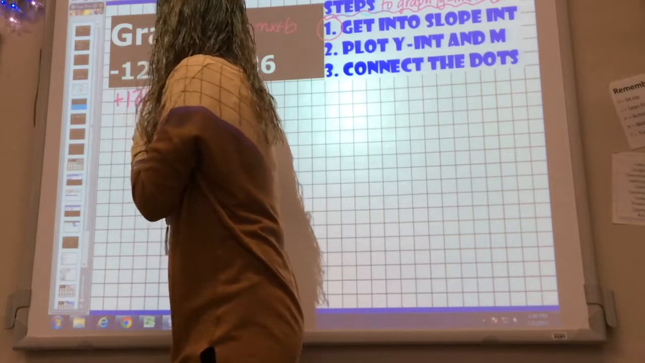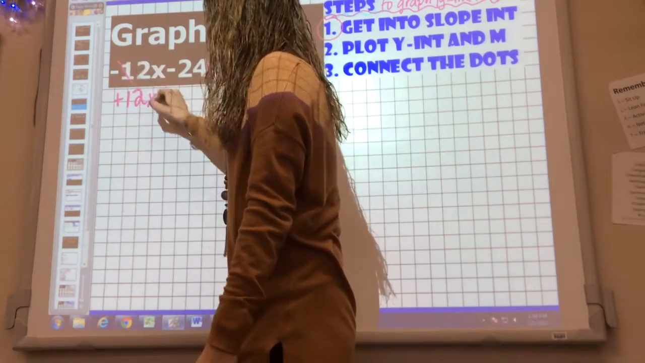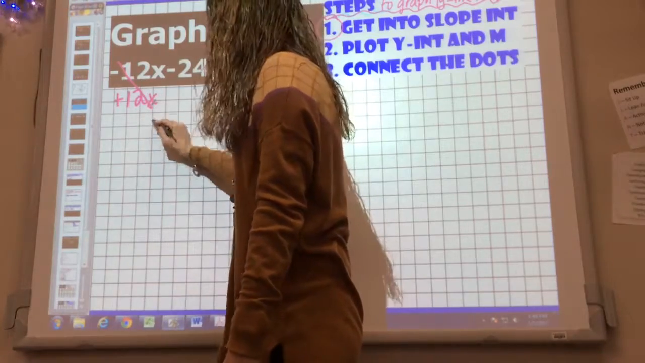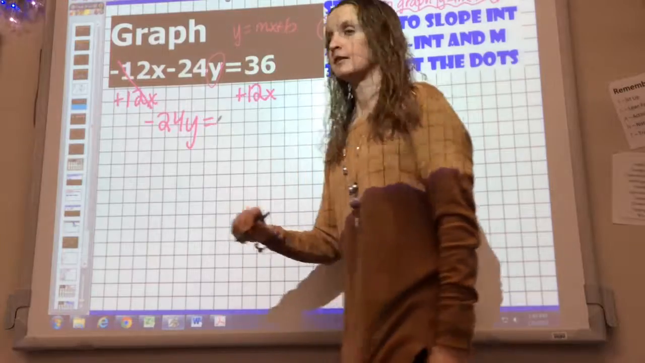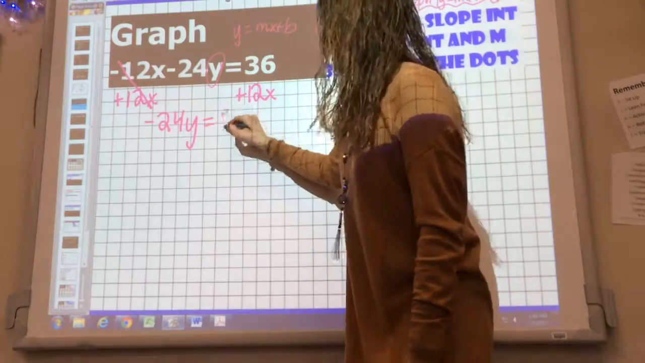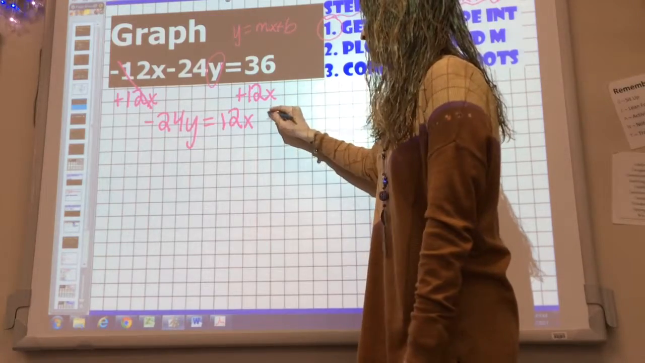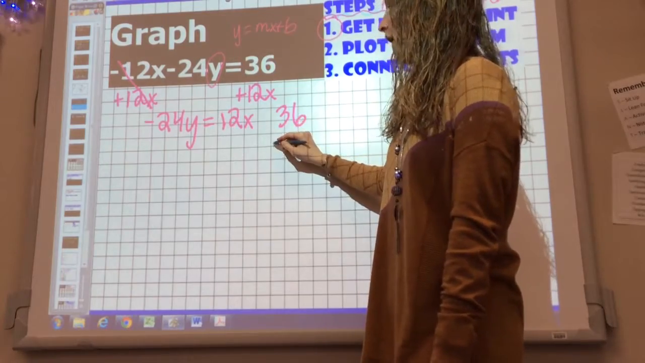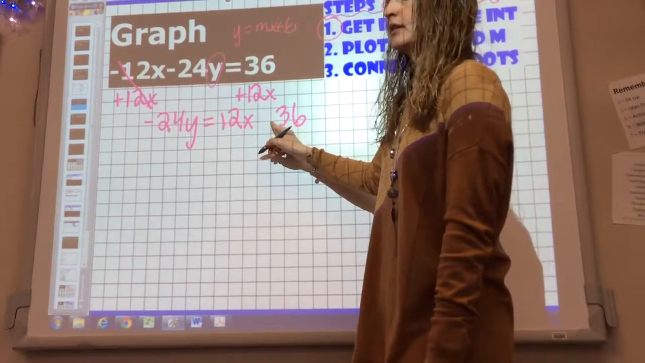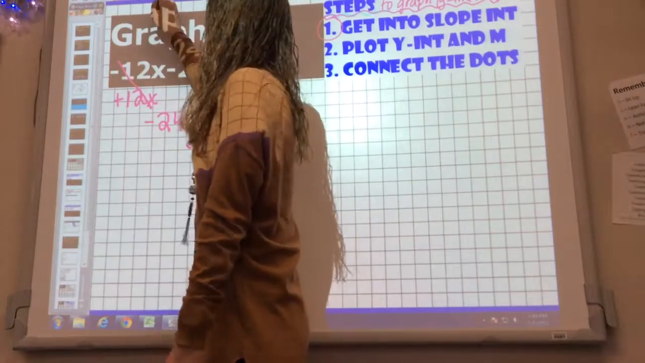So let's add 12x to both sides of our equal sign. Negative 12x plus 12x will be 0. So we're left with negative 24y. And then we'll have 12x. I always like to write this first since it's supposed to be first. And then what symbol goes in front of the 36? Plus. Yeah, very good.